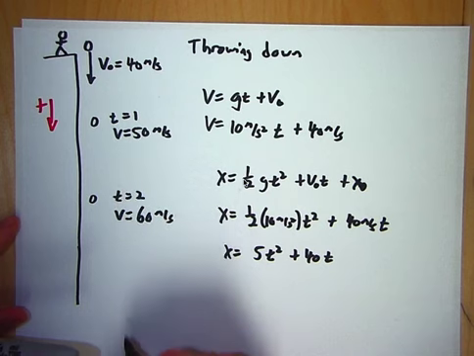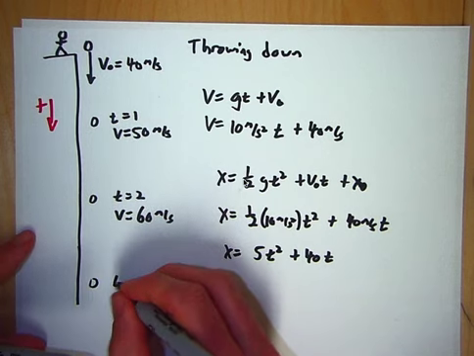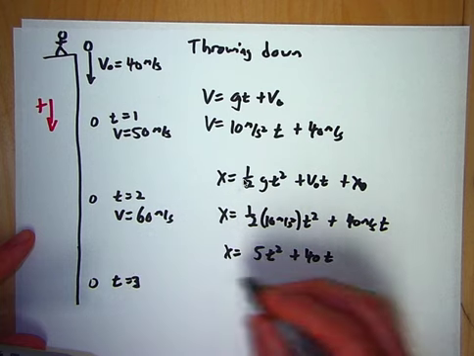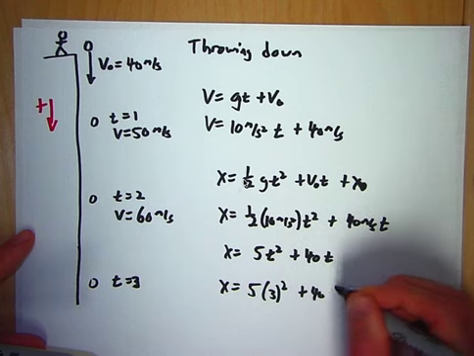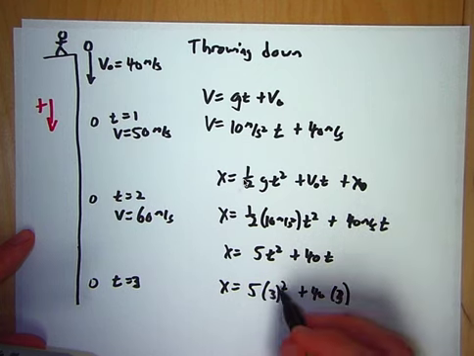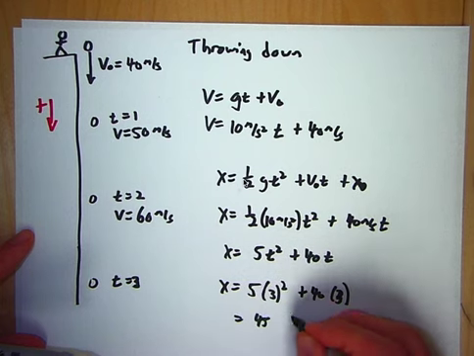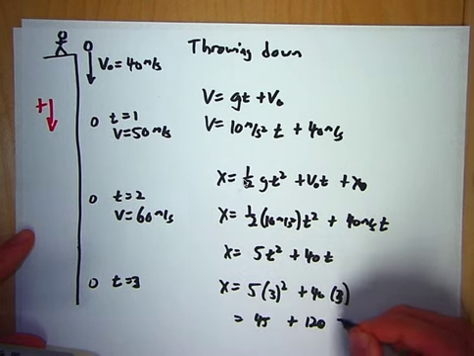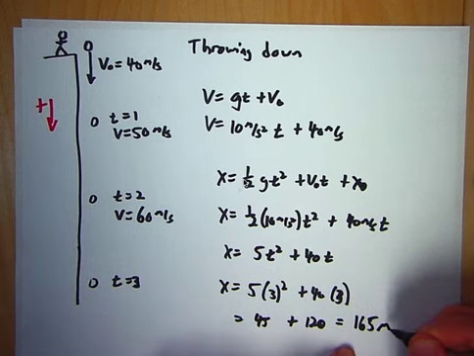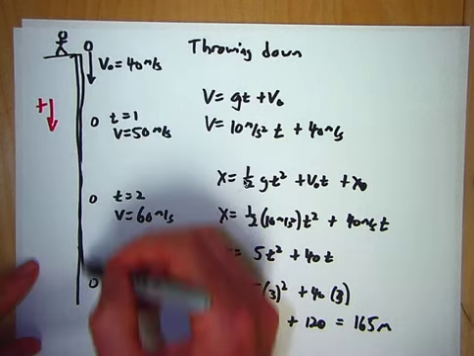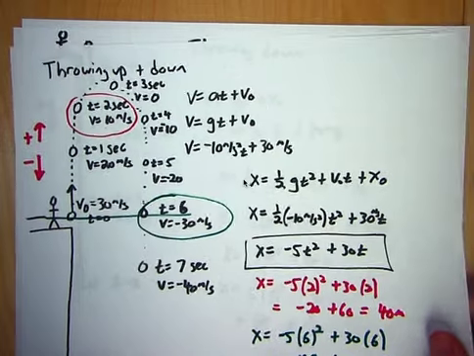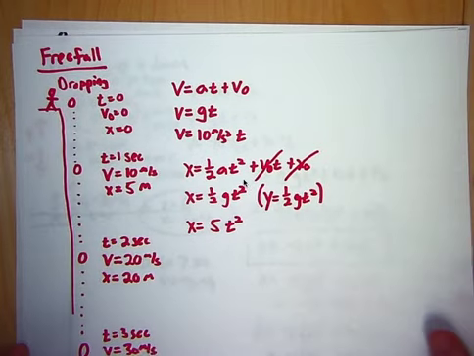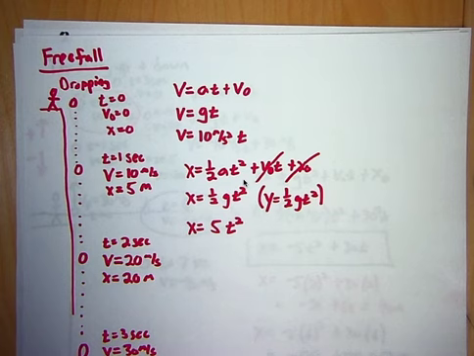And wherever you want to choose it, you can plug in a number there. Let's figure out how far it's gone at t equals 3 seconds. x equals 5 times 3 squared plus 40 times 3, 9, 45. 45 plus 120, it's going to equal 165 meters. That's how far it's fallen after 3 seconds, right there. Good, so we did throwing down, we did throwing up, and then we did free fall, just plain dropping. Next video, we are going to look at some examples with some different kinds of numbers in them.